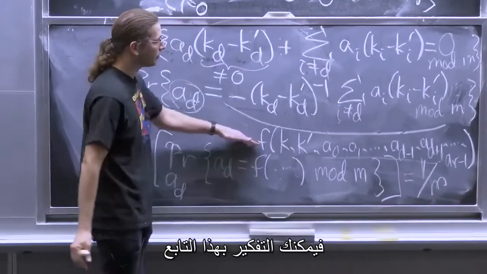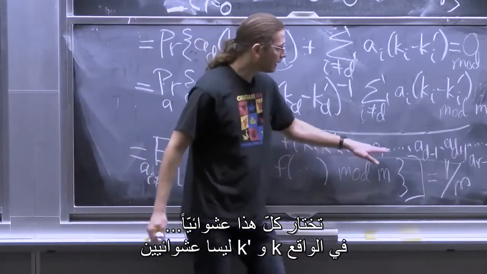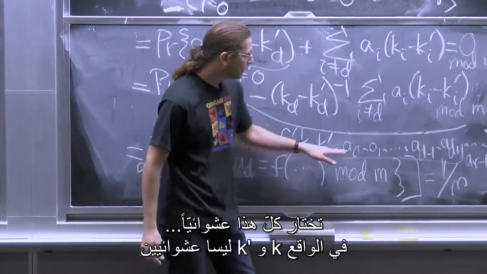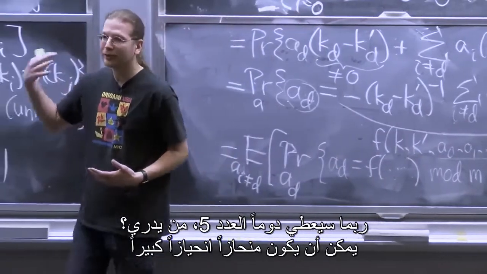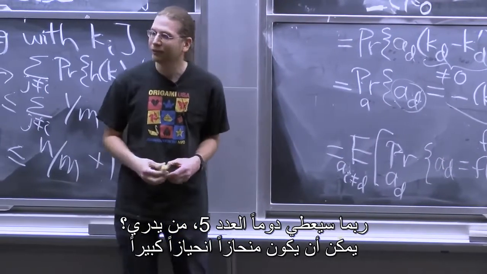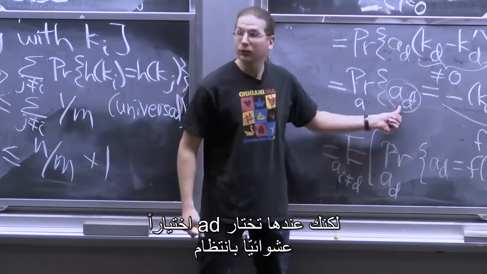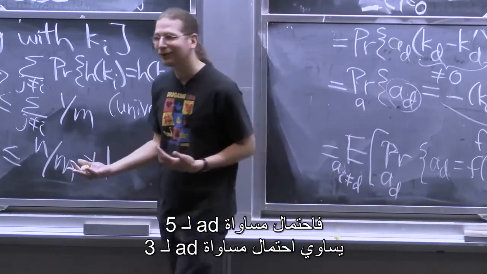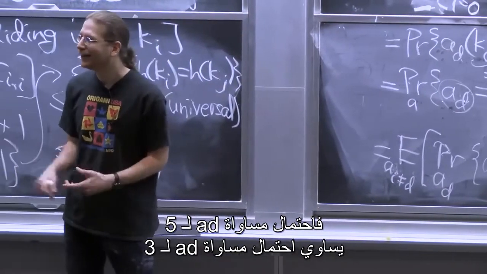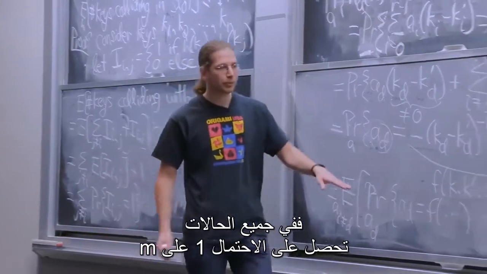So you can think of this function: you choose all of these random numbers, actually k and k prime are not random, and then you evaluate your f. Maybe it always comes out to 5. Who knows? It could be super biased. But then you choose AD uniformly at random. So the chance of AD equaling 5 is the same as the chance of AD equaling 3. So in all cases, you get the probability as 1 over m.